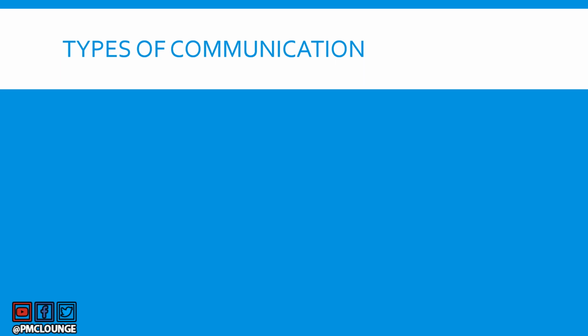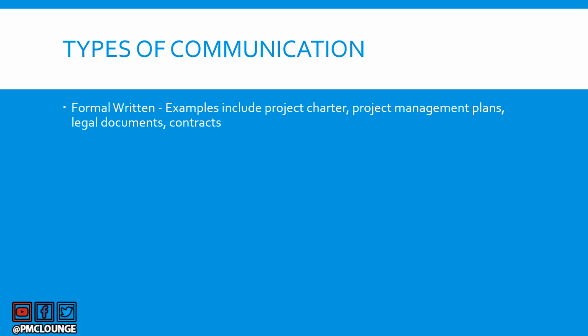Let's understand the first type of communication, which is formal written. So some of the examples of this are your project charter, your project management plans. That means all your project documents, the artifacts, they are actually formal written communication. Legal documents, contracts, these are all formal written.